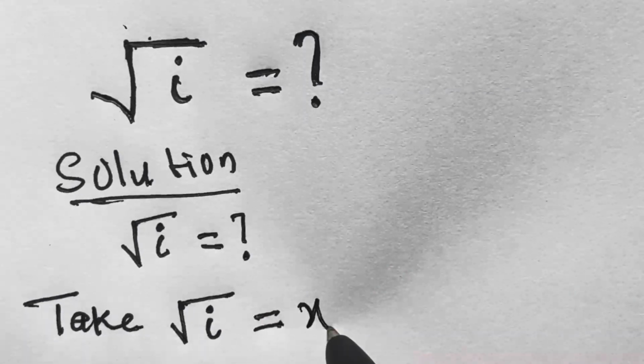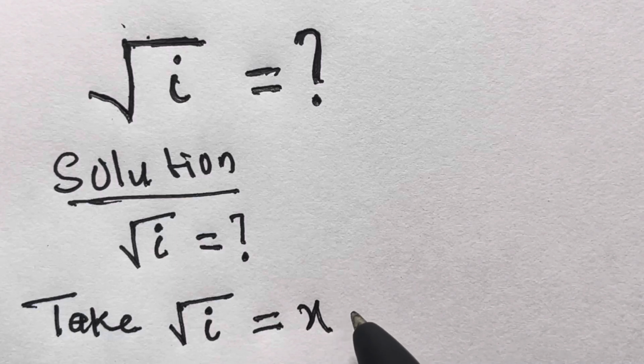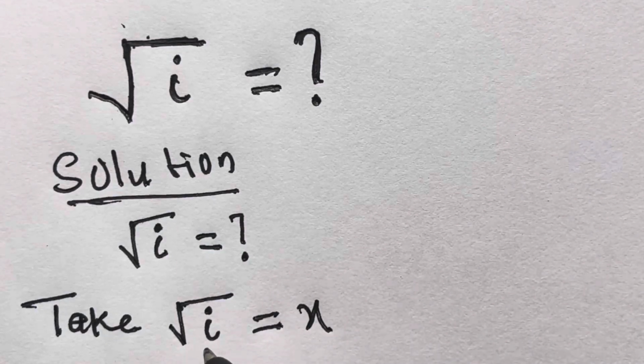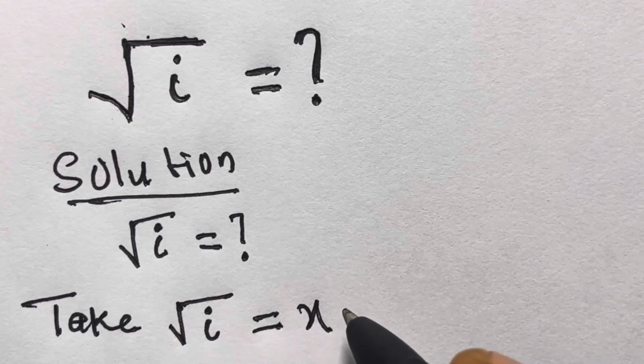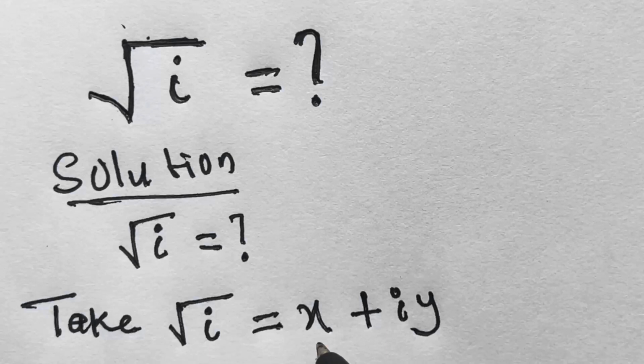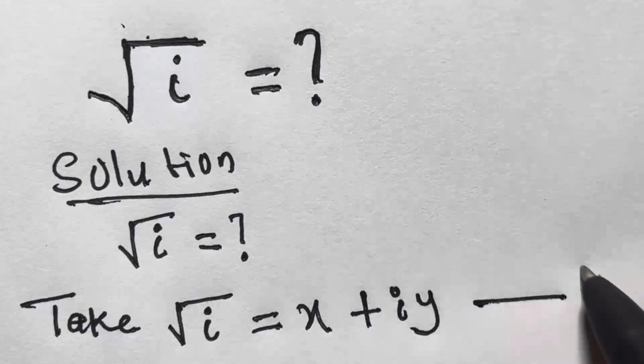A complex number is the combination of a real part and an imaginary part. So that means a real number and an imaginary number. So let's say we want to take the square root of i equals x plus iy. This will be the real part and this the imaginary part. So from here, let's number this equation 1.